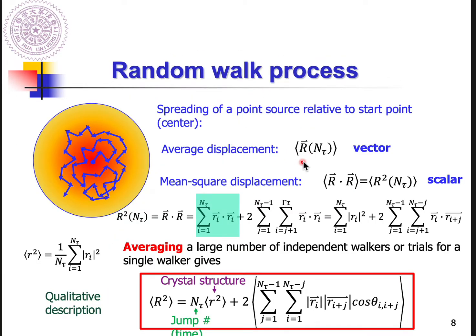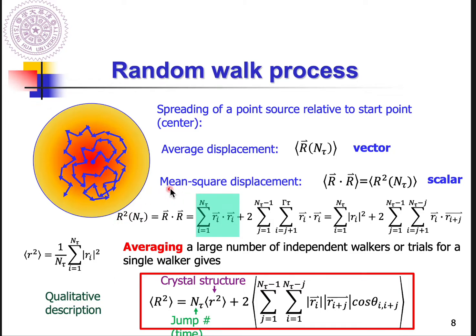As we know, if you directly average the capital R, and because the capital R is a vector, and if the case we're talking about is a random walk, then you average the capital R and the result would equal 0. So the average displacement is not a good indicator to describe the diffusion phenomena which you observe at the macro scale.